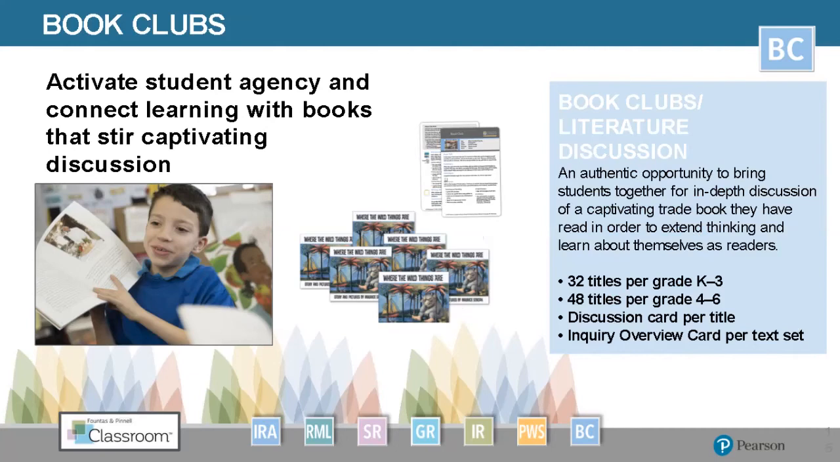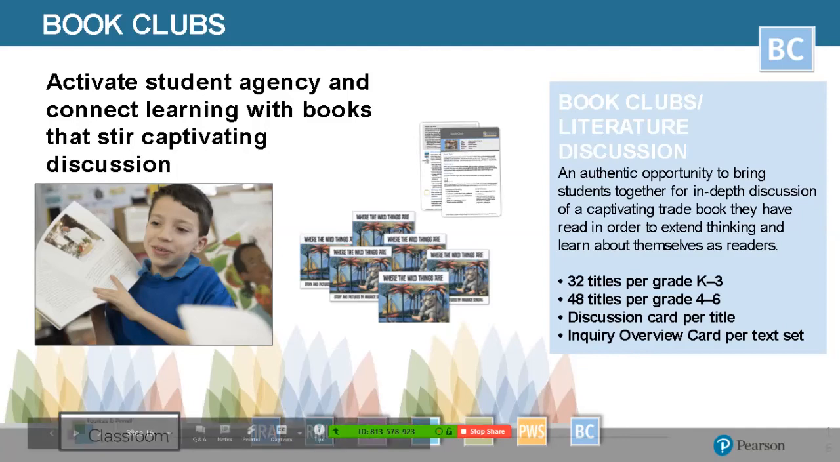You can see on the slide there that there's 32 titles for grades K to 3 and 48 for grades 4 to 6. And then there's a discussion card provided for the teacher to use for each set or for each title within the book club and literature discussions. So again, lots of opportunities for students to be talking about their reading and their thinking, and to work with their peers in that context.